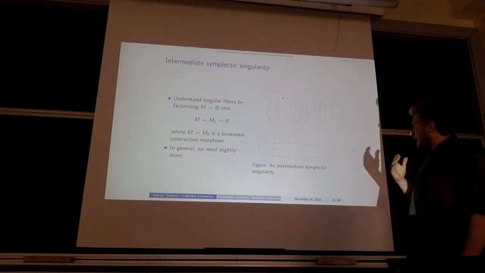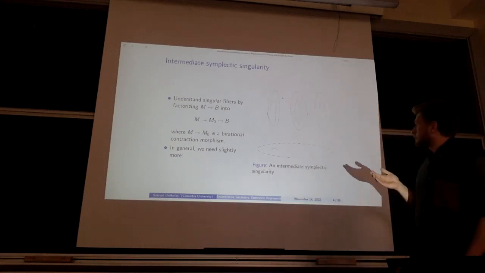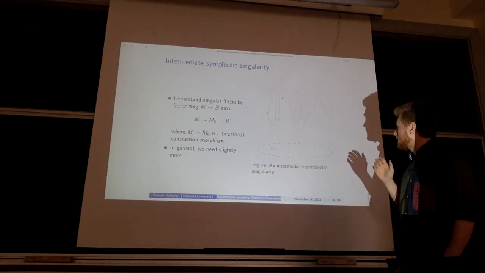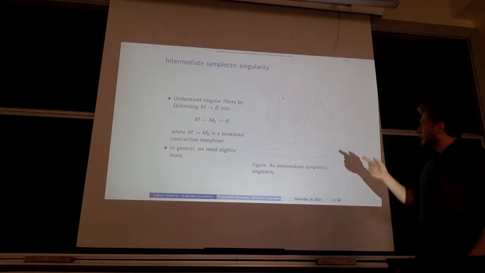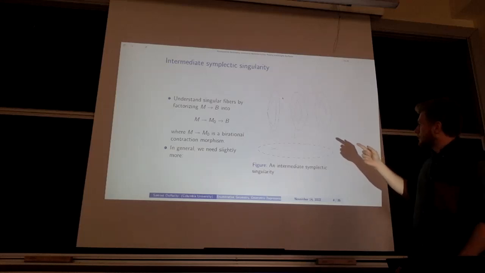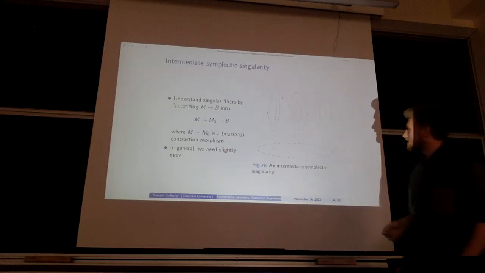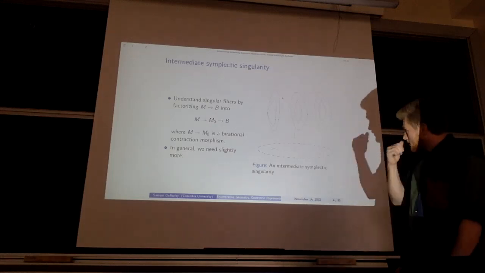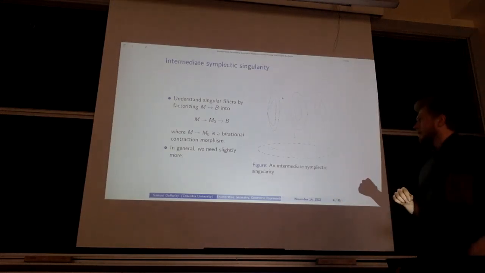So how are we going to study these? Well, we're mostly interested in rational curves, and so we're interested in the study of the singular fibers of Lagrangian fibrations. So we want to ignore the nice smooth elliptic curves in the surface case and just study what happens at singular fibers. And the way we're going to do this is to contract certain components of those singular fibers.